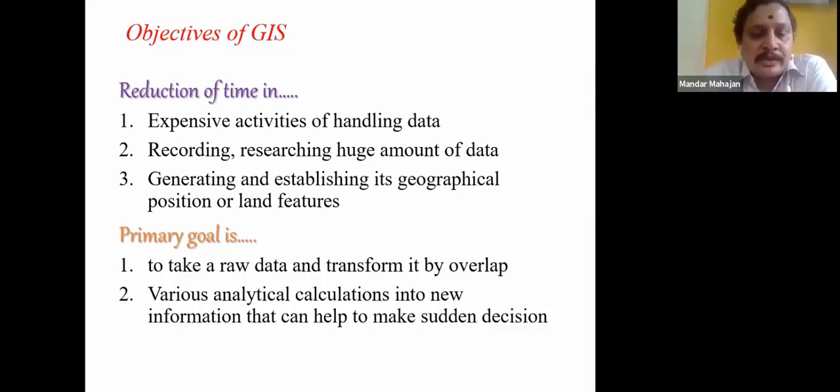So the primary goal of this is to take raw data and transform it by the overlap. The data which is available is always in raw data form. Then we go for the analysis. After this we are going to see how the analysis can be done. So what is the overlap? Overlap means if you have any photographs or any map, then you go for the digitization of this, and how the overlap can be done, that we are going to see in the tutorial form. There are various analytical calculations involved. Basically, the goal is to create a new set of information, which will help you to take decisions in very short time.